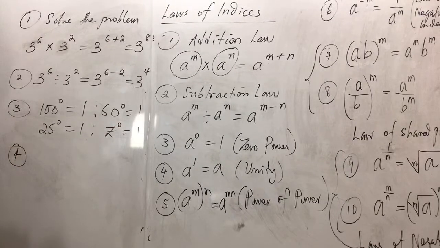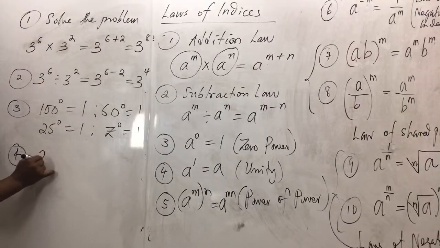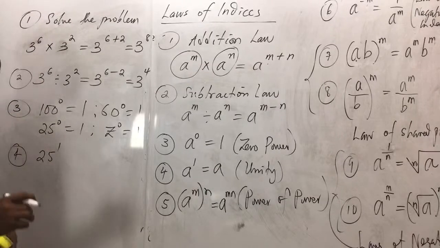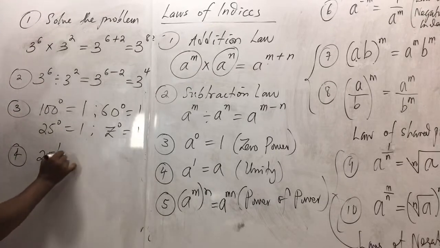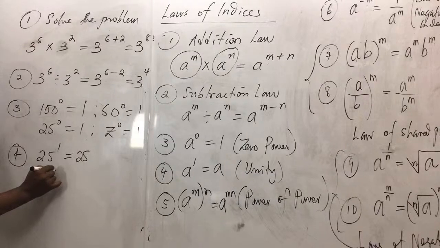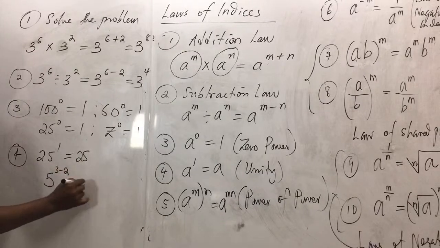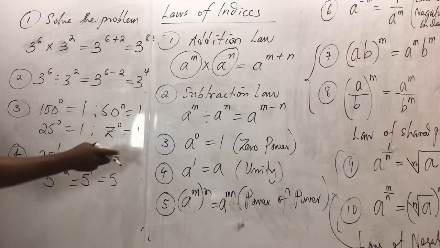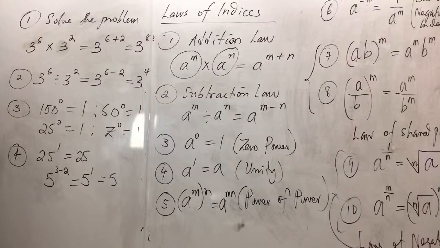So what kind of problems do you find in law number 4? What if you were given the problem 25 raised to power 1? What is 25 raised to power 1? Any number raised to the power of 1 is the number itself. So 25 raised to power 1 is 25. What if I gave you a problem like this? 5 raised to power 3 minus 2. 5 raised to power 3 minus 2 would give you 5 raised to power 1, which ends up giving you 5, because 5 raised to power 1 according to that law is 5.